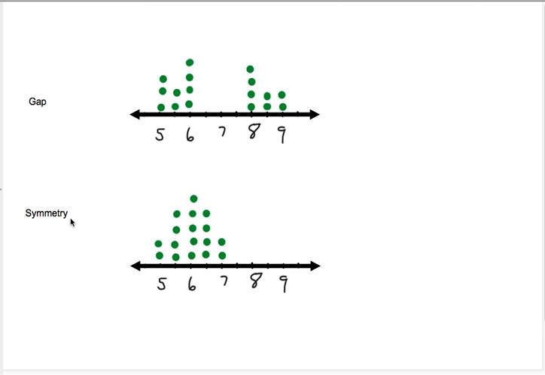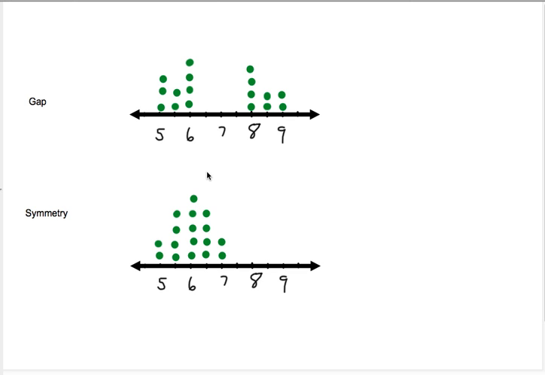And then we have symmetry. Symmetry is symmetrical. It means it's basically a mirror image of itself. So if you had a mirror right here, you could see that it's the same on this side as it is on this side. Now, for data to be symmetrical, it doesn't have to be perfect, but you're looking for the basic shape to remain the same on both sides.